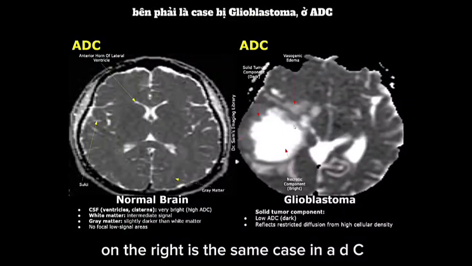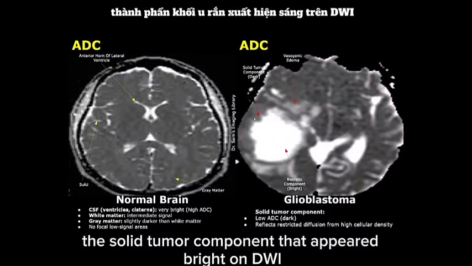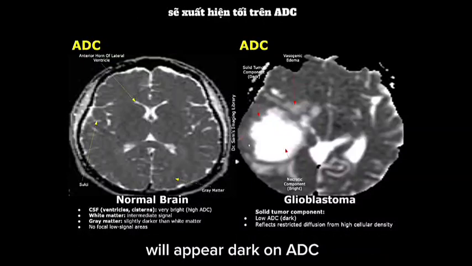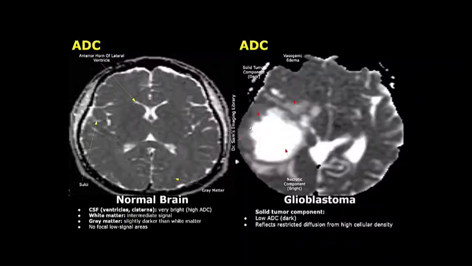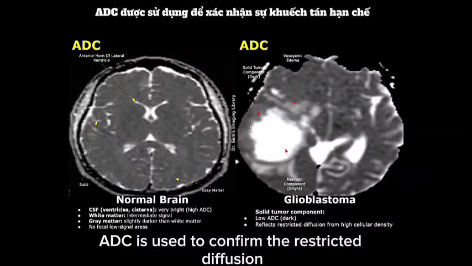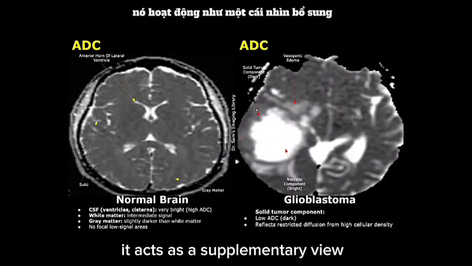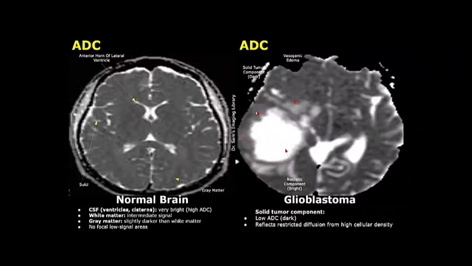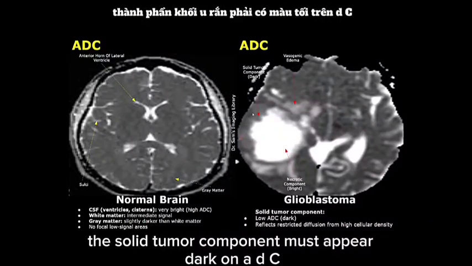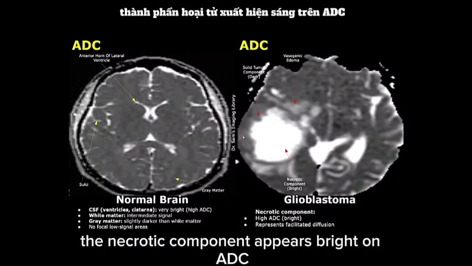On the right is the same case in ADC. The solid tumor component that appeared bright on DWI will appear dark on ADC, although it is hard to notice in this case. ADC is used to confirm the restricted diffusion seen on DWI. It acts as a supplementary view which helps in diagnosis. The solid tumor component must appear dark on ADC. The necrotic component appears bright on ADC.